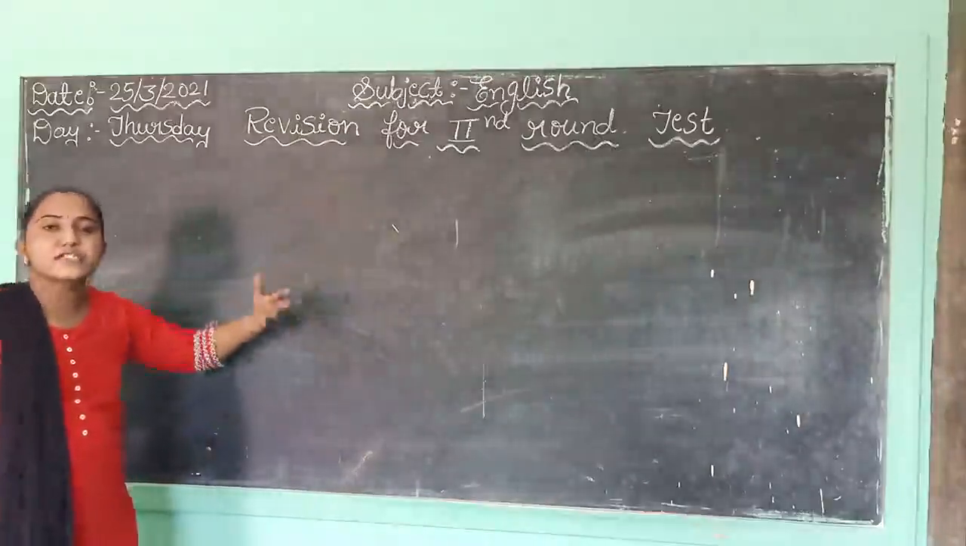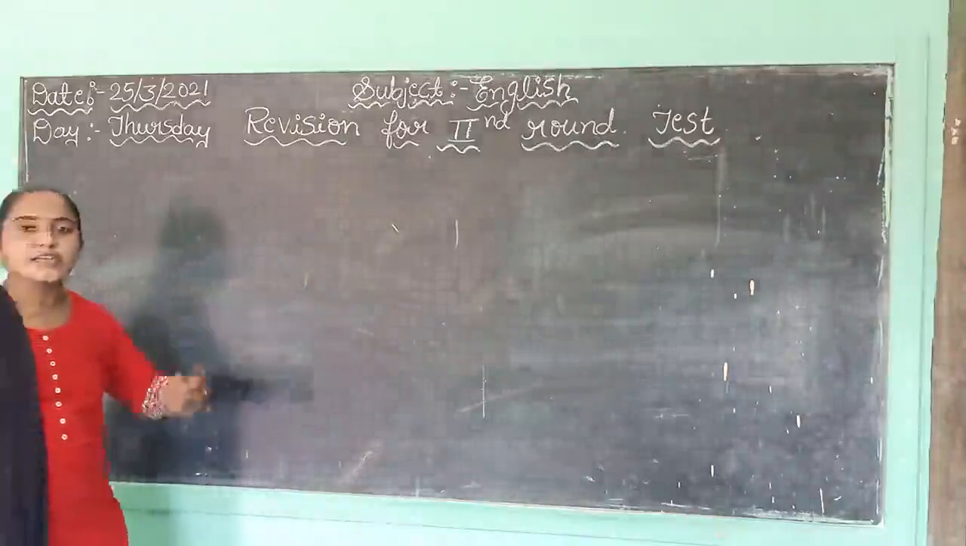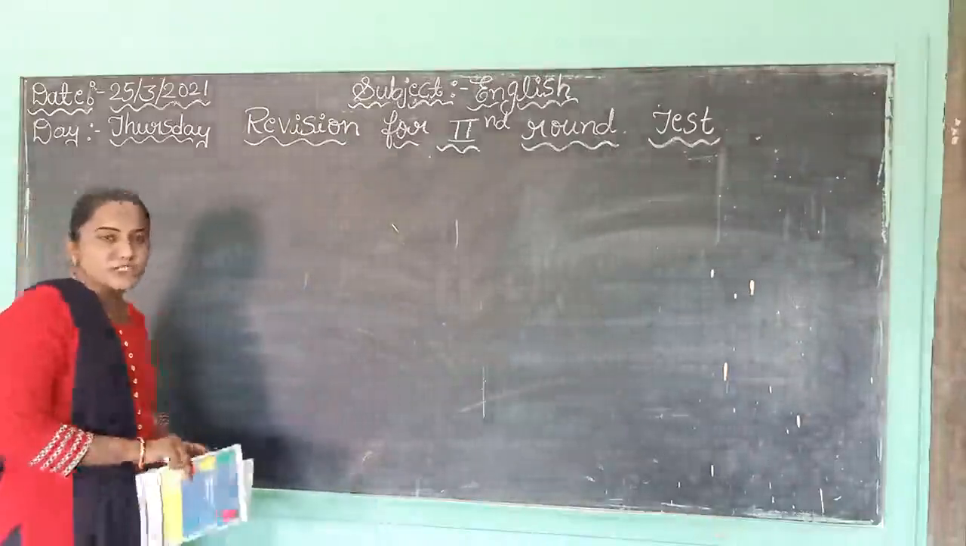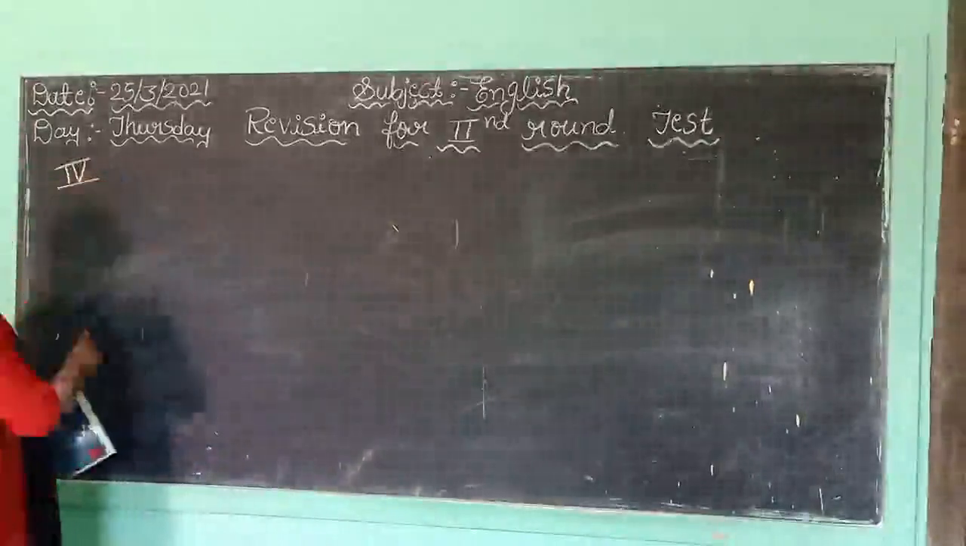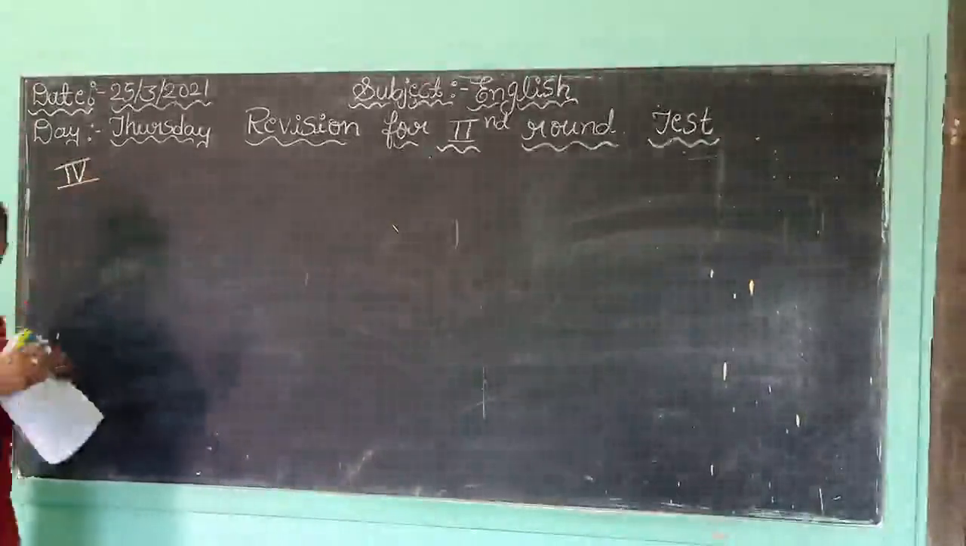Today we continue with the next mains. So directly you come to the mains, children. First you put the main: fourth main. This is the fourth main. Okay, children, you must write it down in the lesson.